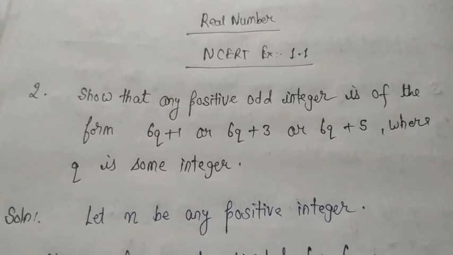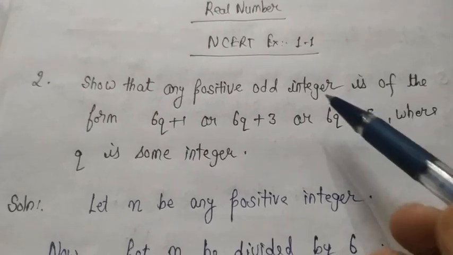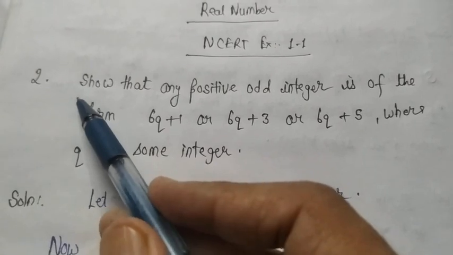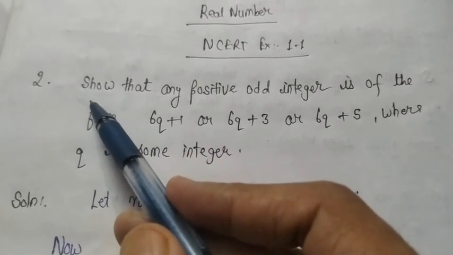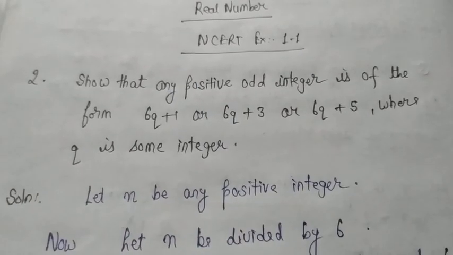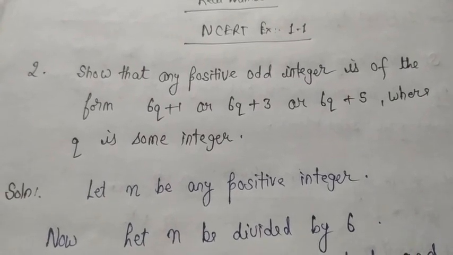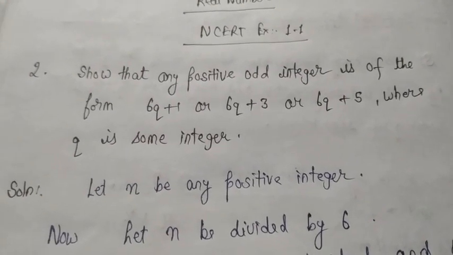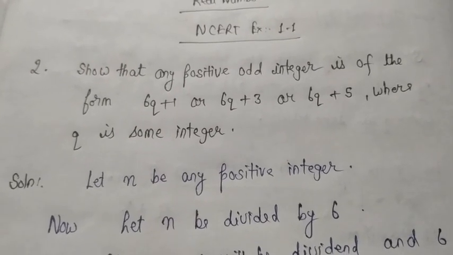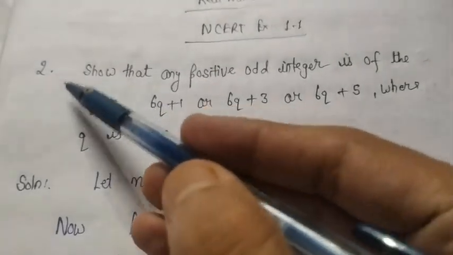Now children, exercise 1.1. In 1.1, I have explained question number 1 in the previous part. In that part I told you how to find the HCF of two positive integers with the help of Euclid division algorithm. So this is also the same. Question number 1 you can solve by seeing the previous part. I am going to start from question number 2.